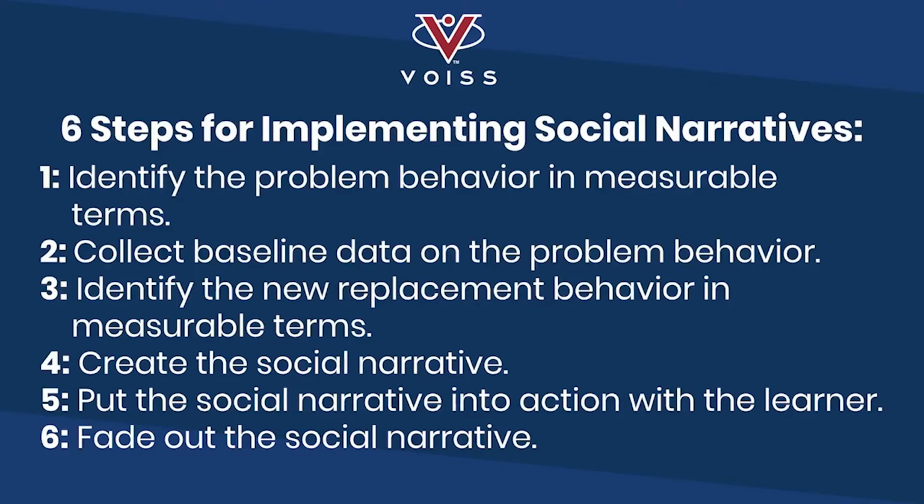Step number 1, identify the problem behavior in measurable terms. Step number 2, collect baseline data on the problem behavior. Step number 3, identify the new replacement behavior in measurable terms. Step number 4, create the social narrative. Step number 5, put the social narrative into action with the learner. And finally, step 6, fade out the social narrative.